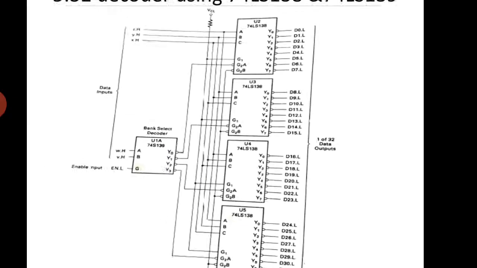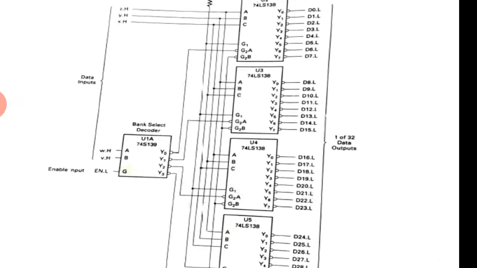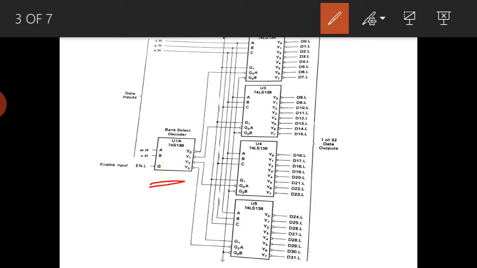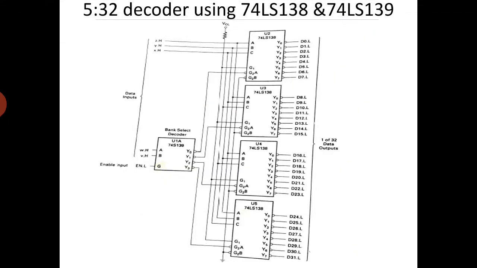The next one is the construction of a 5 is to 32 decoder. In the previous class we have seen the 4 is to 16 decoder using 2 3 is to 8 decoders. Now the construction of the 5 is to 32 decoder uses 3 is to 8 decoders and also a 2 is to 4 decoder. So here this is the 2 is to 4 decoder and these 1, 2, 3, 4 are the 3 is to 8 decoders. How is the design done here?